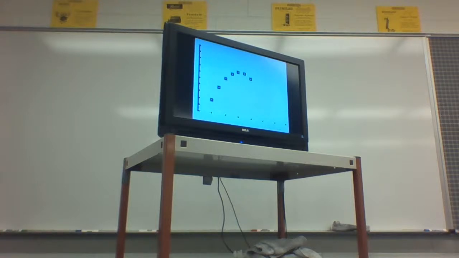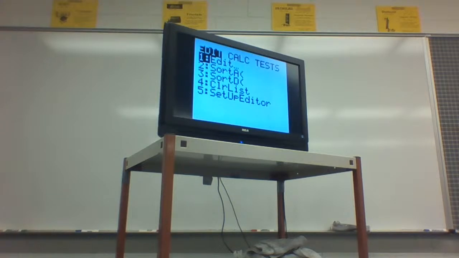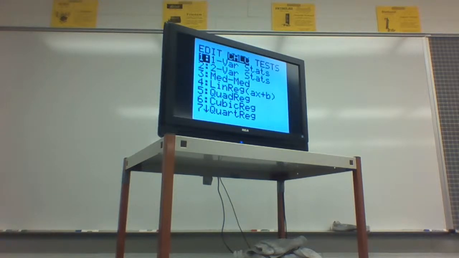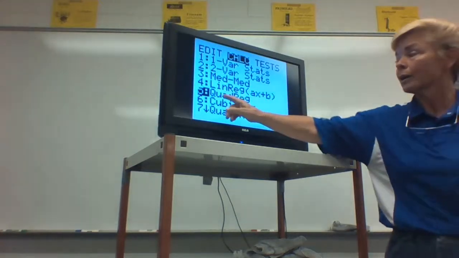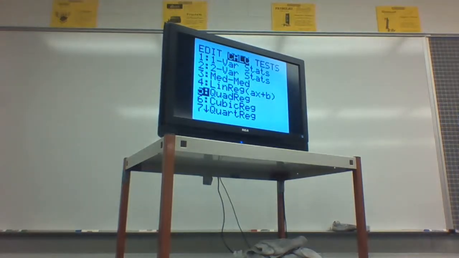The next big thing to do is go back to that. We want to fit a curve to it now. Over to calc, and this is where it will be different. Instead of choosing a line, you choose a quad reg. It's the only difference because we want to fit a quadratic to it now. Quad reg, it's number 5 instead of 4.